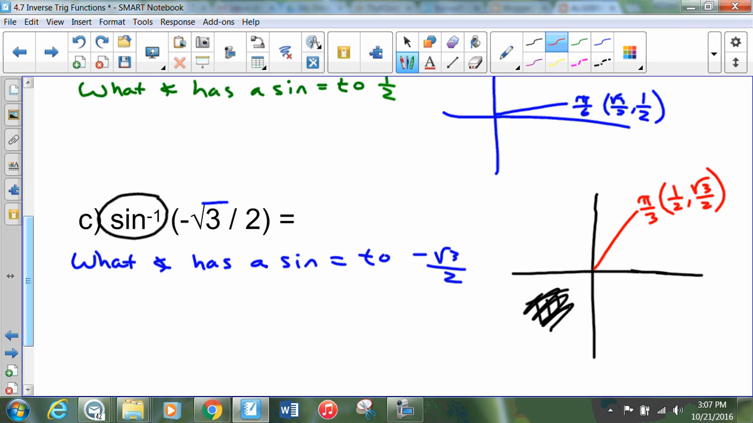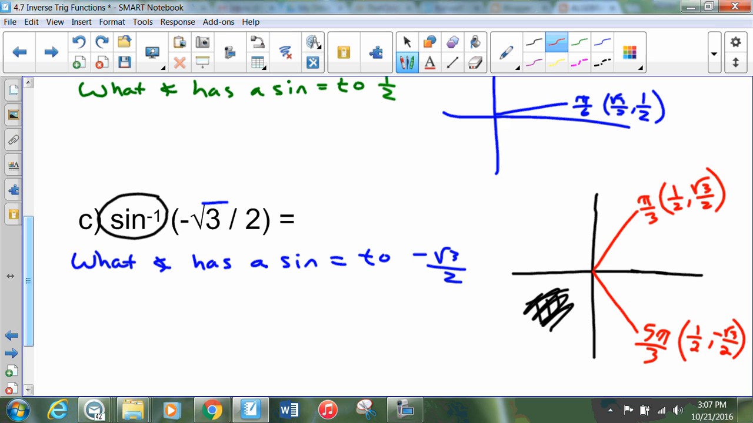And so I know sine of pi over 3 is equal to positive root 3 over 2. When I think about my bow tie, what goes with pi over 3 is going to be what? 5 pi over 3? And that's going to have the coordinate of 1/2 and negative root 3 over 2.